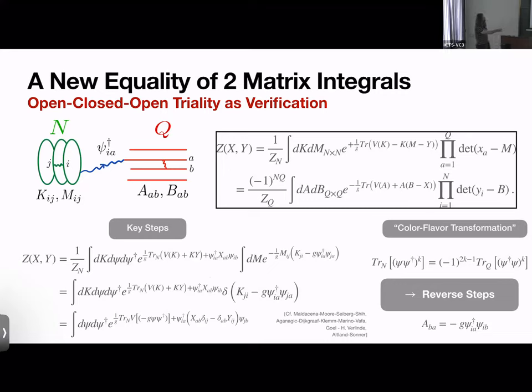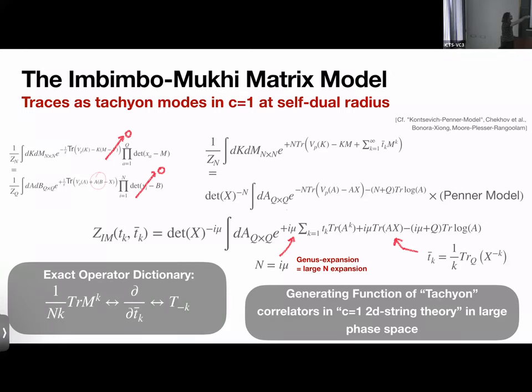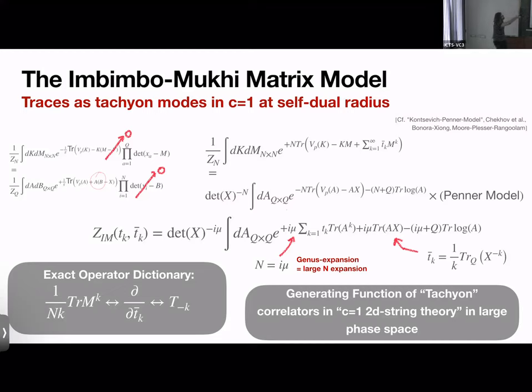So what I want to do now is start with this matrix equality, and we're going to massage the top and bottom lines into some forms that are already familiar to us. Okay, so let's do that. For your convenience, I've reproduced that equality. And we're going to look at a specific circumstance of this equality where I set Y to zero. So what I'm going to do is try to derive this generating function of correlators.